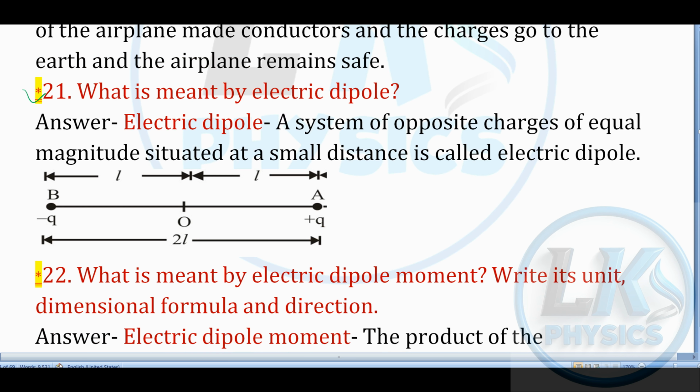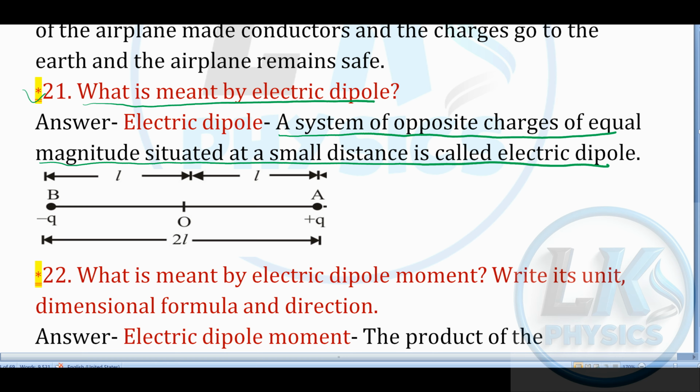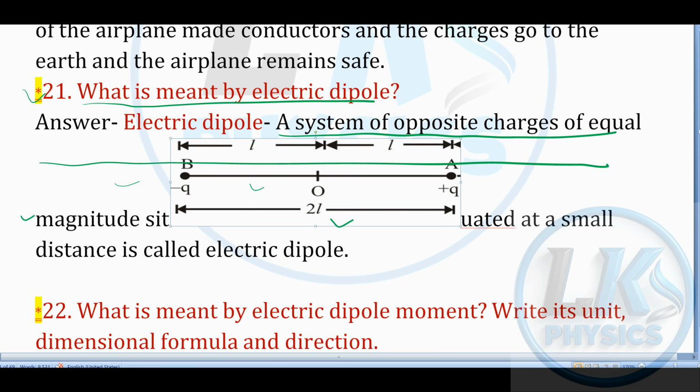Now the next question is, what is meant by electric dipole? A system of opposite charges of equal magnitude situated at a small distance is called electric dipole. These are the charges and they have the same magnitude but opposite signs. They are separated by a small distance. This system is known as electric dipole.